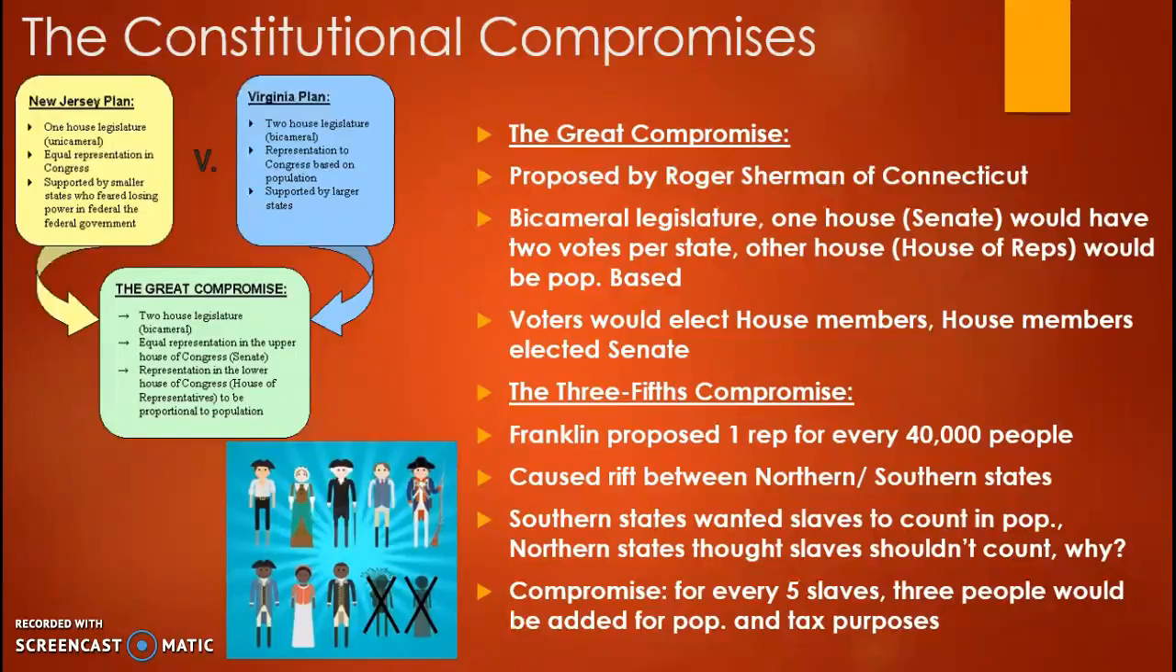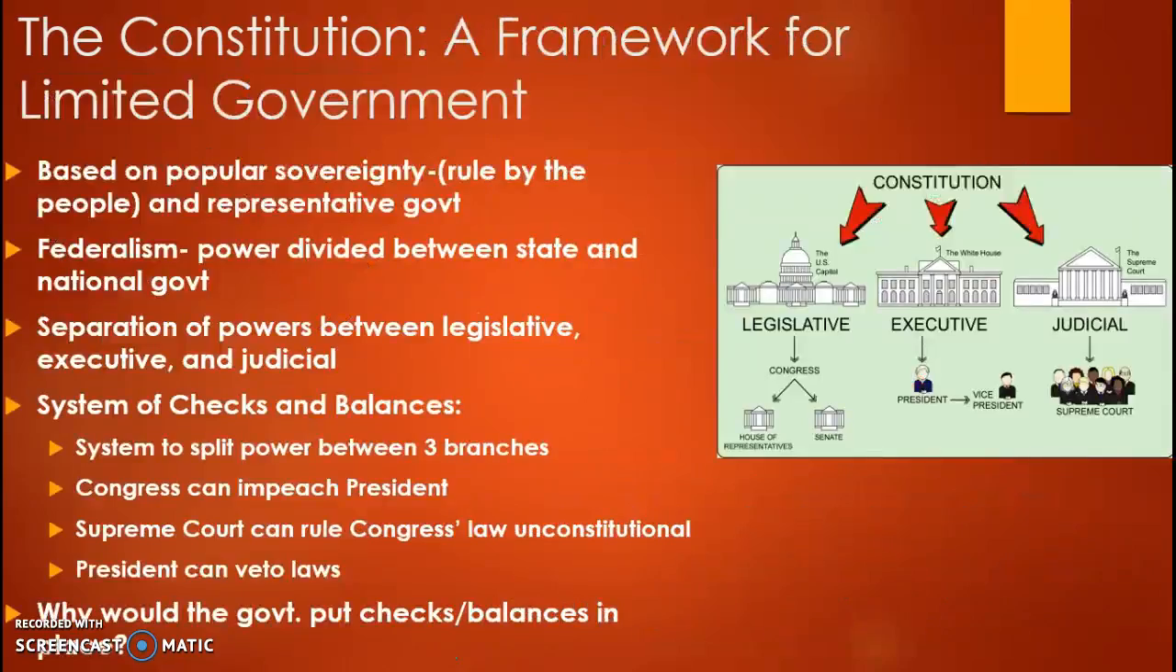So the compromise that they ended up coming up with was that for every 5 slaves, 3 people would be added for the population and tax purposes. So it kind of made both sides happy, I guess, with the slave states winning out just slightly.